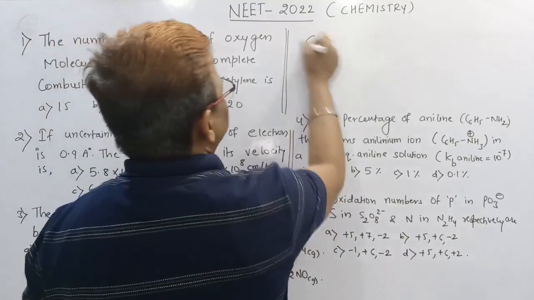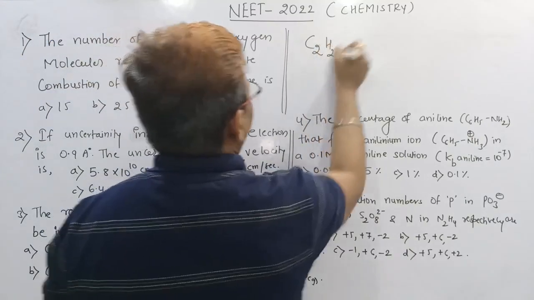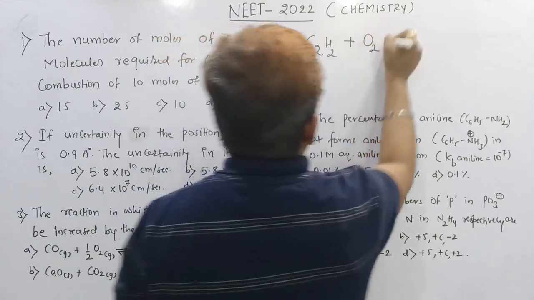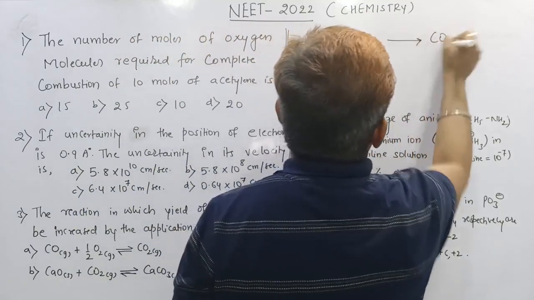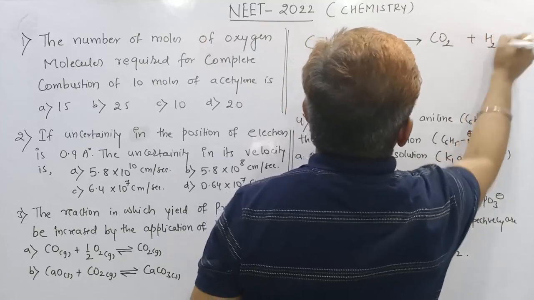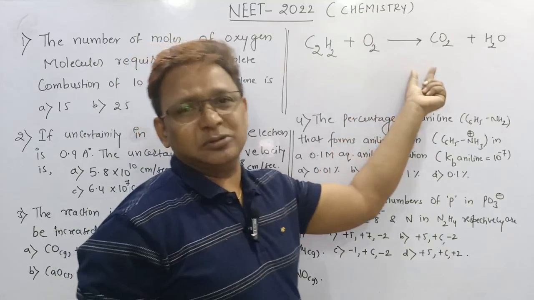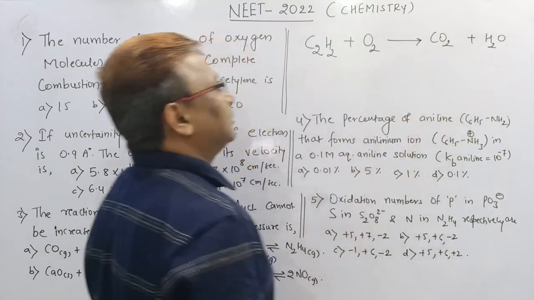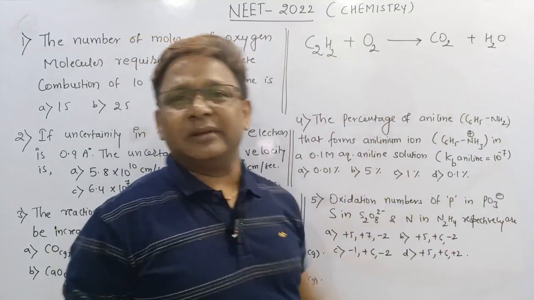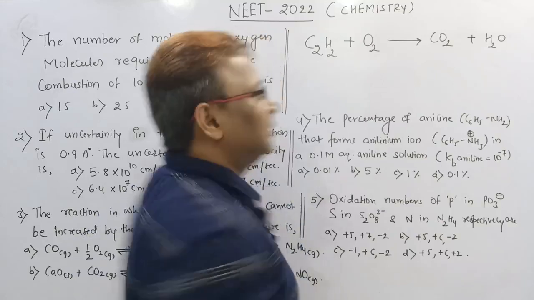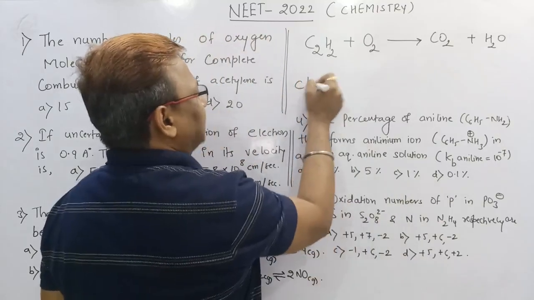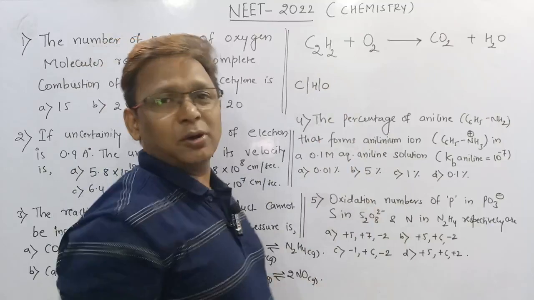But we know acetylene is C2H2. When it undergoes combustion, it gives rise to CO2 and water, because any hydrocarbon, when it undergoes combustion, always gives rise to CO2 and water. And whenever these combustion reactions are there, if you want to balance it, first balance the carbon, then balance the hydrogen, at last balance the oxygen.